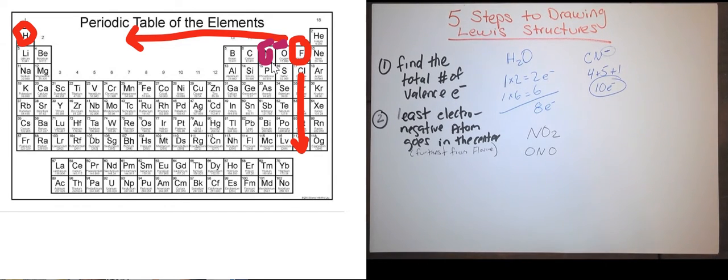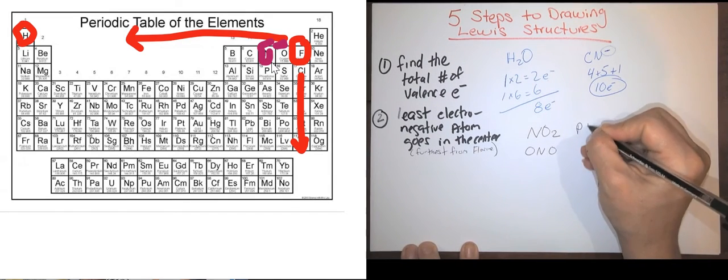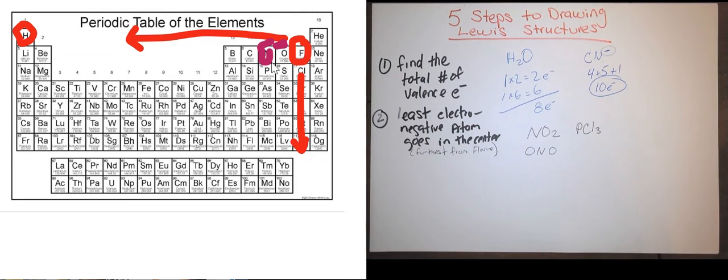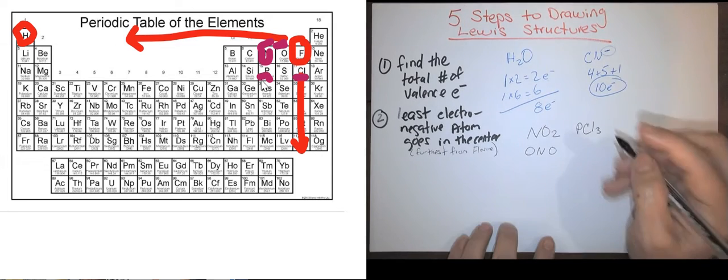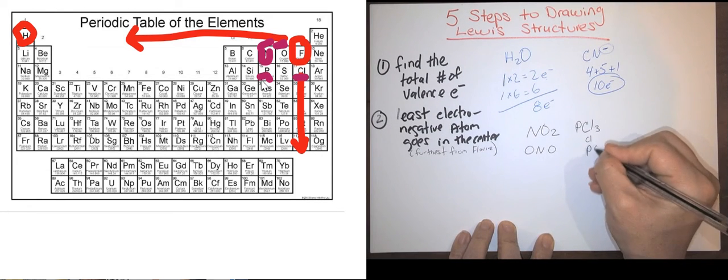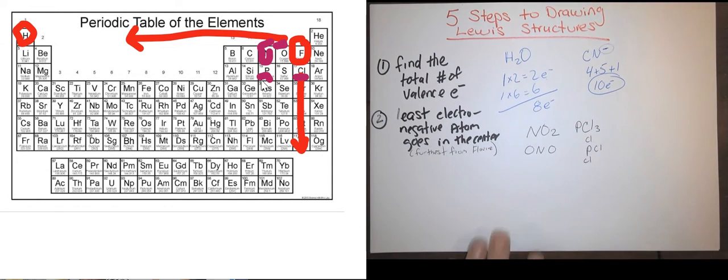All right, let's try another one. Let's try PCl3. Okay, on my periodic table. Here's my phosphorus, and where's my chlorine? My chlorine is here. Which one is closest to fluorine? Well, chlorine is closest, so it has higher electronegativity. So the least electronegative atom in this case is phosphorus. So phosphorus would go in the middle, and you'd have the Cl's surrounding it.